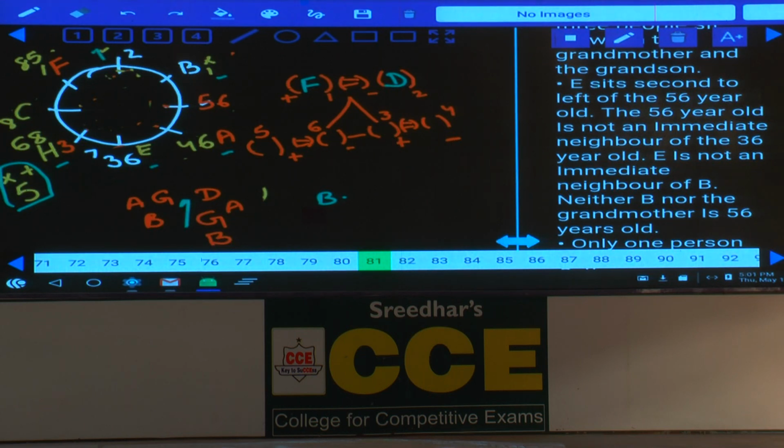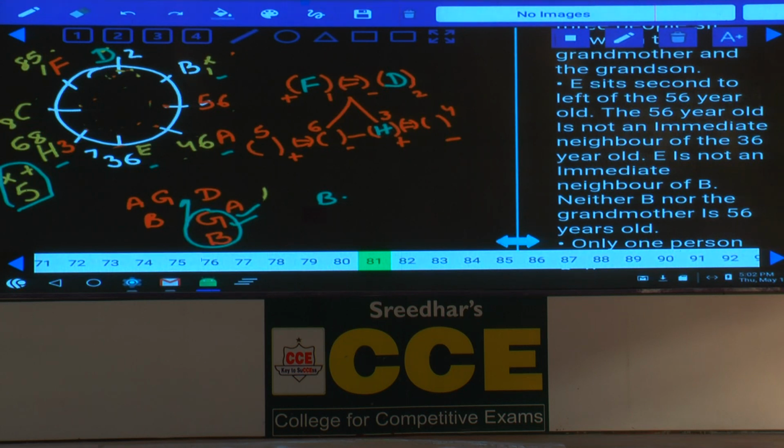As D is elder here, and next, we need to find out this A. As A is 46 years old and 56 years old is also there, and this person is 68. H is 68 means H is the son. As H is the son, what is the next number to 56? Whatever this G here, now this G is elder than B. As G is elder than B, where should this be? G is elder than B. Now this B is younger than both A and G.